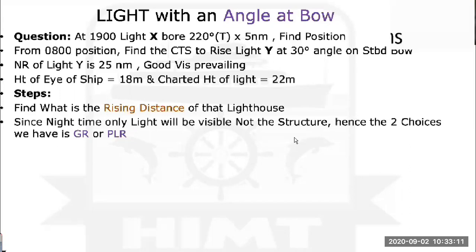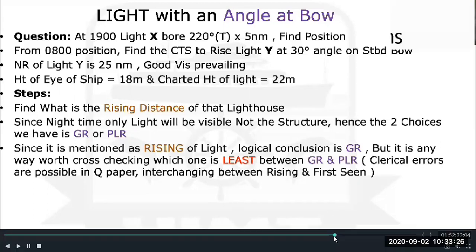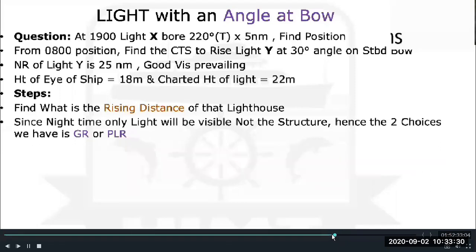So it's very good that you did that mistake. So at least let others not do that. I'll put it once I finish the slide. I'm going to clearly put it. Please do not add both of them. You have to do 18.7 it is coming. Yes. Okay, since it's mentioned as rising light, logical conclusion is GR.